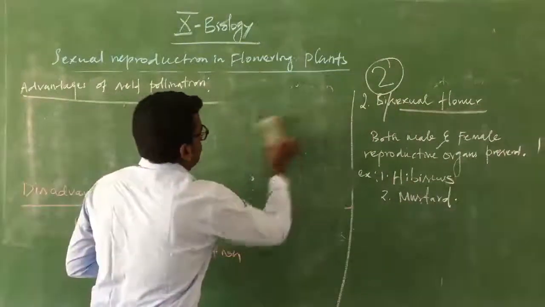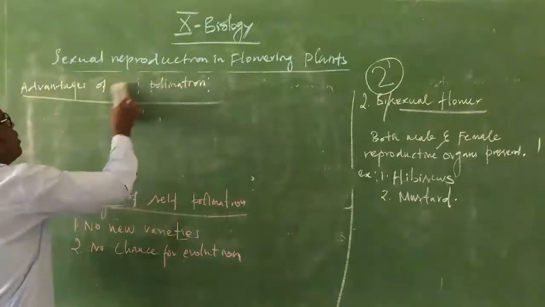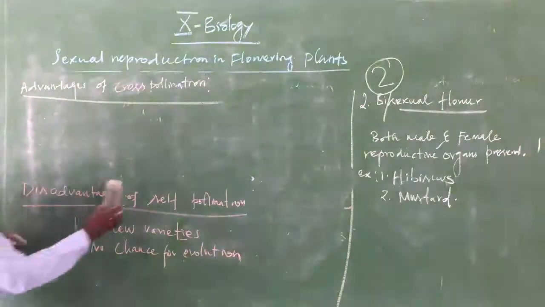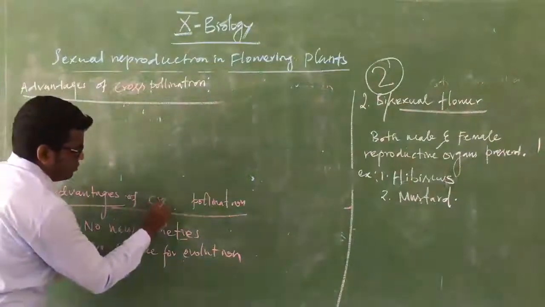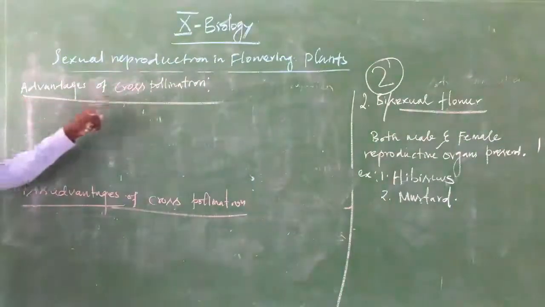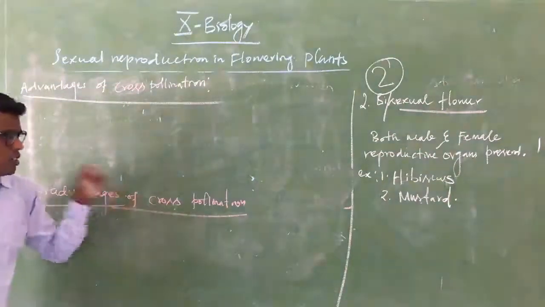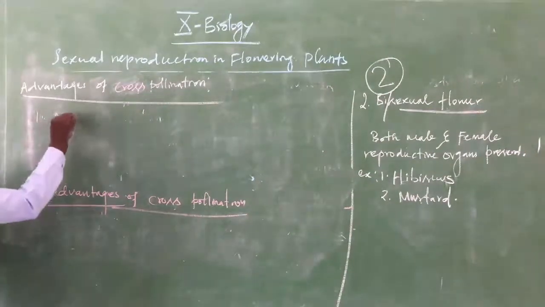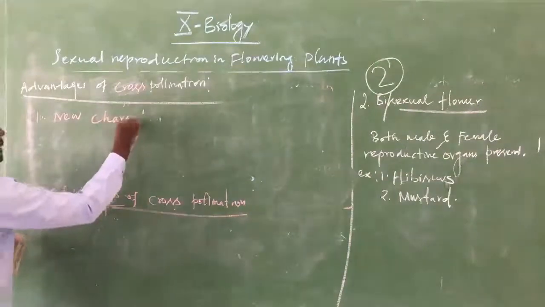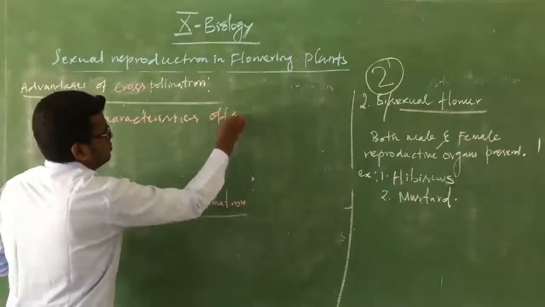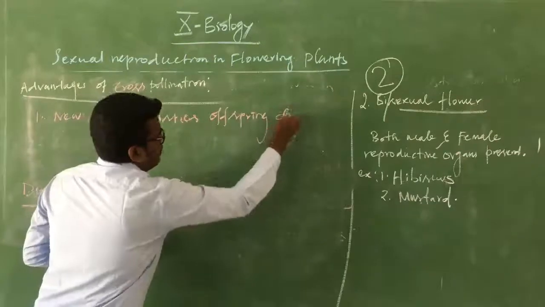Next, we are going to see the advantages of cross-pollination and the disadvantages of cross-pollination. What are the advantages? The first advantage is that new characteristic offspring are developed.